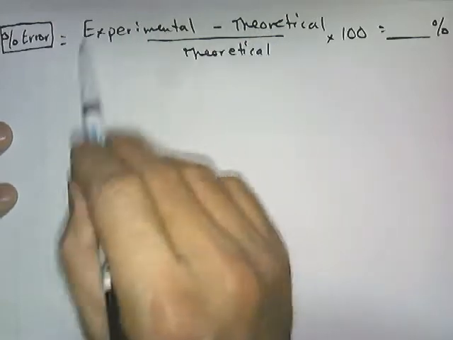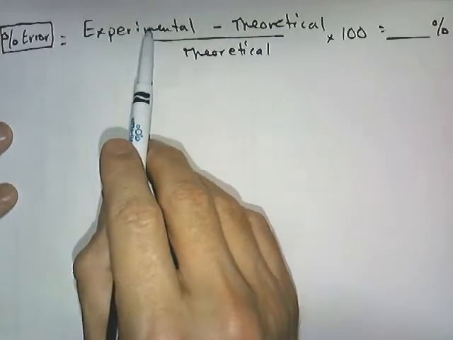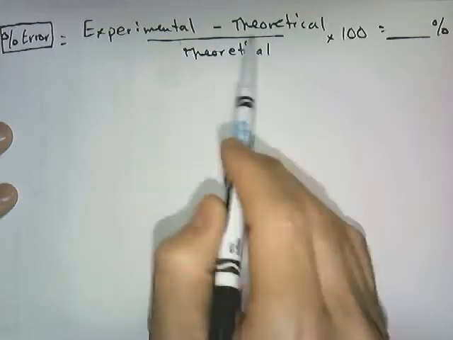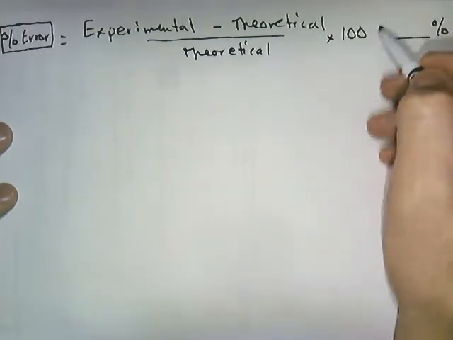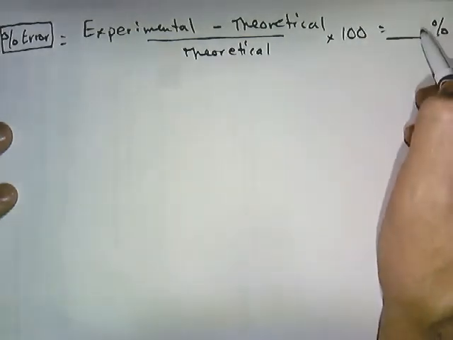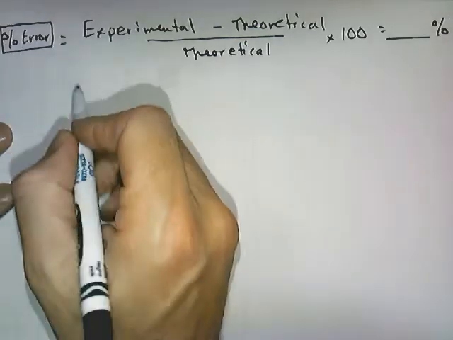So we're going to take this equation here. Our percent error is going to equal the experimental value minus the theoretical value divided by the theoretical value times 100. And we're going to get a value here. This is going to be a percentage. Percent is going to be our percent error. So here's what we did.